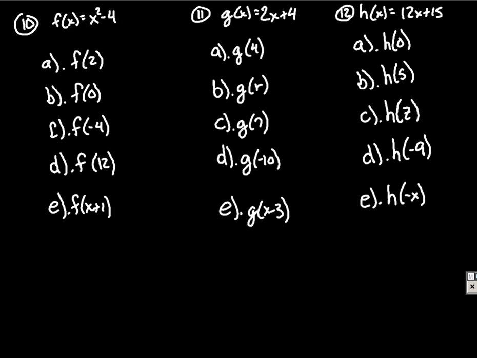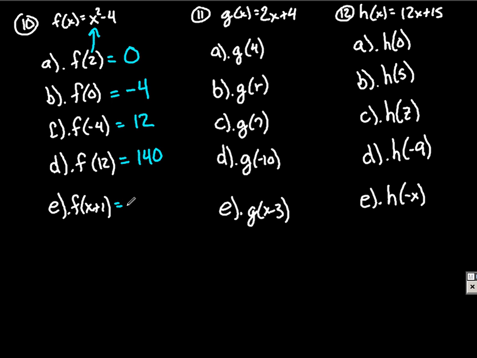Alright, so that one should be easy points, as should these. All we have to do for most of them is just plug in a number. So when I plug in 2 for x, 2 squared is 4, minus 4 is 0. When I plug in 0, 0 squared is 0, minus 4 is minus 4. When I plug in negative 4, it becomes 16 when I square it, minus 4 is 12. f of 12 is going to give me 144 minus 4. So I'm going to have an answer of 140.